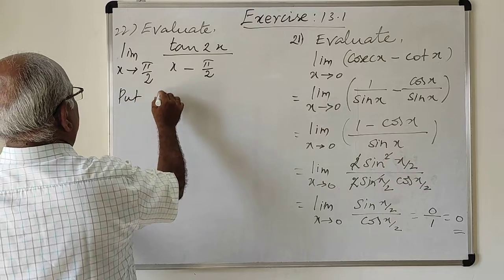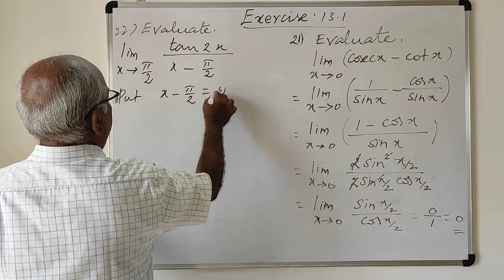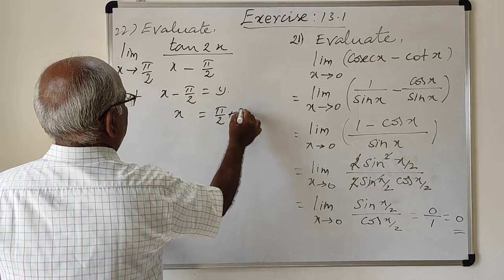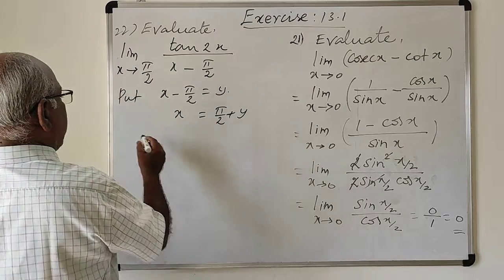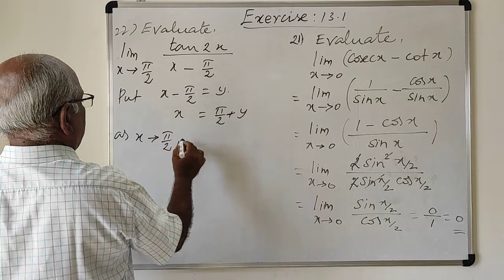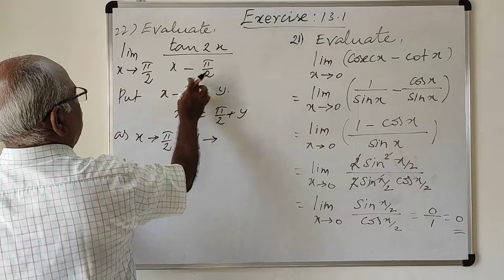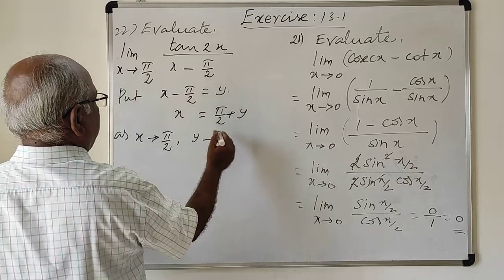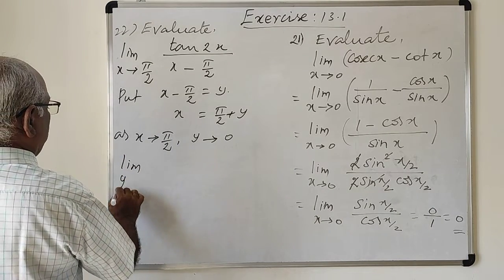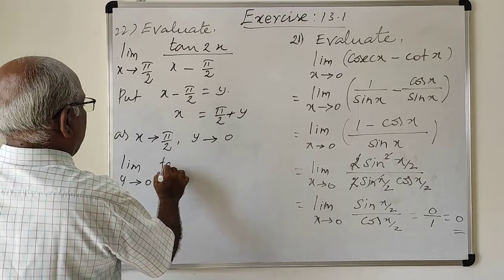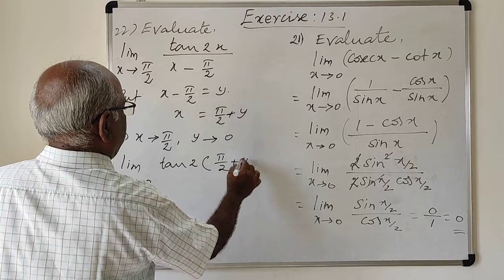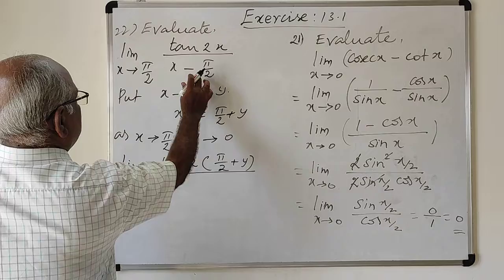Substitute x minus pi by 2 equal to y. From this, x equals pi by 2 plus y. Therefore, as x tends to pi by 2, y tends to pi by 2 minus pi by 2, which is 0. Therefore, the problem becomes limit y tends to 0 of tan of 2 into x, that is pi by 2 plus y, divided by x minus pi by 2, which is y.